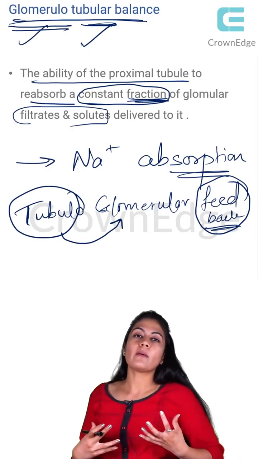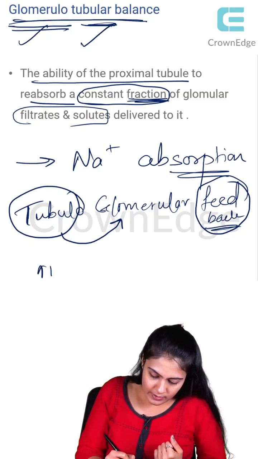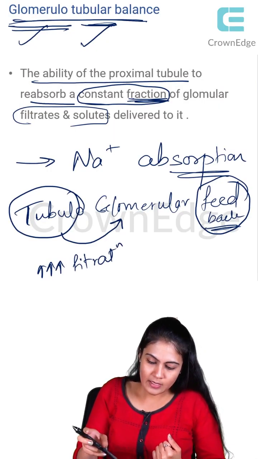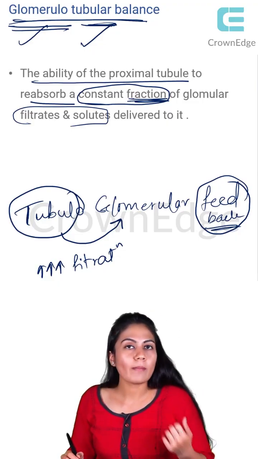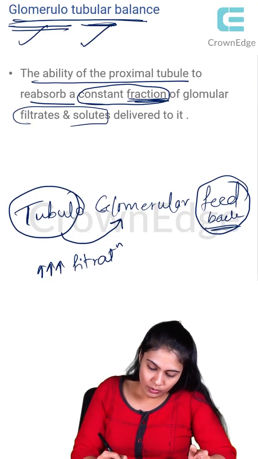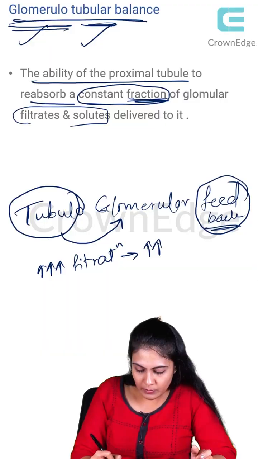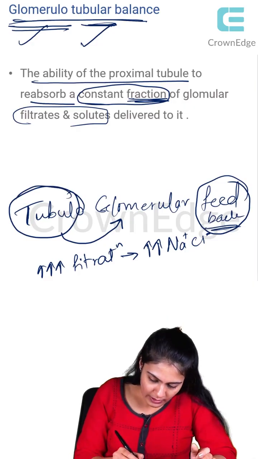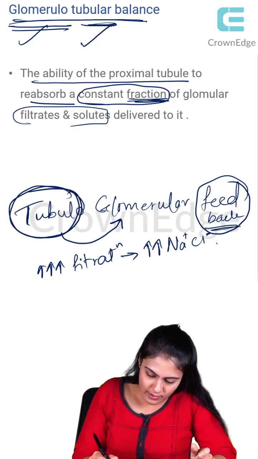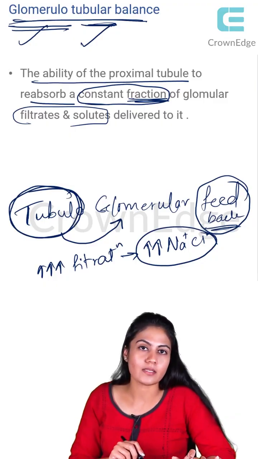Suppose an excessive amount of filtration is there, that means the GFR increases. What will happen? If the filtration increases, the filtrate must contain more solutes, mainly sodium and chloride, right? So there must be an increased number of sodium chloride. The tubules have specific sensors which sense this sodium chloride level. That is nothing but your macula densa cells, right?